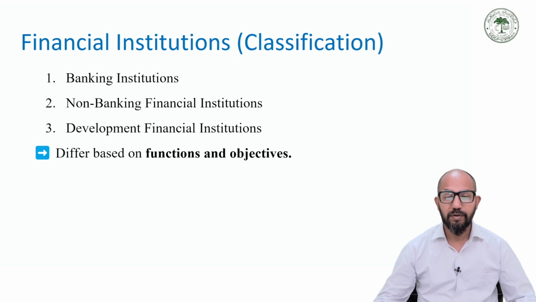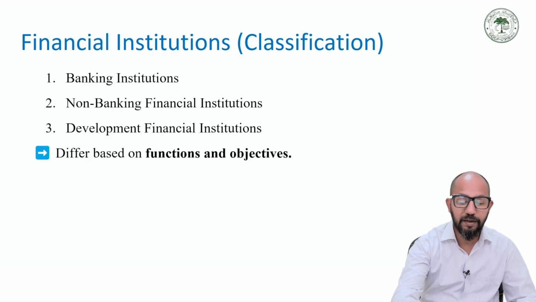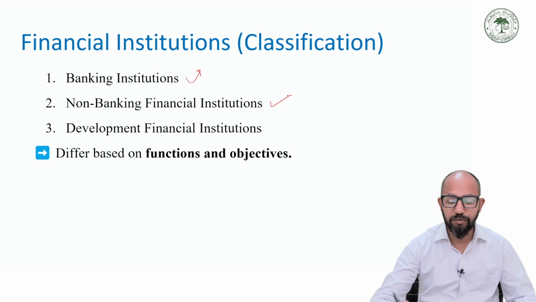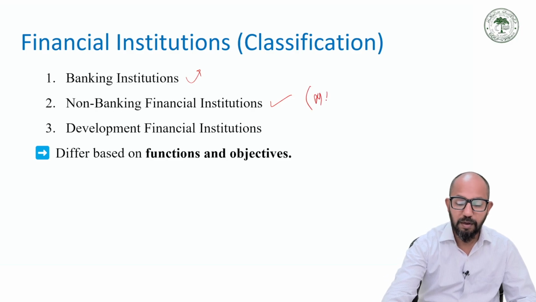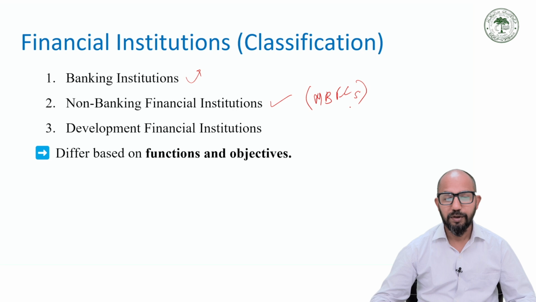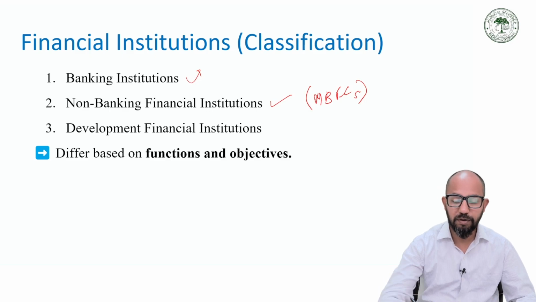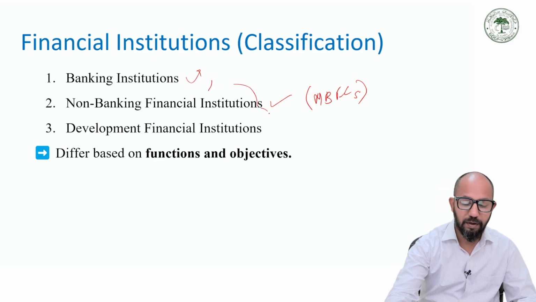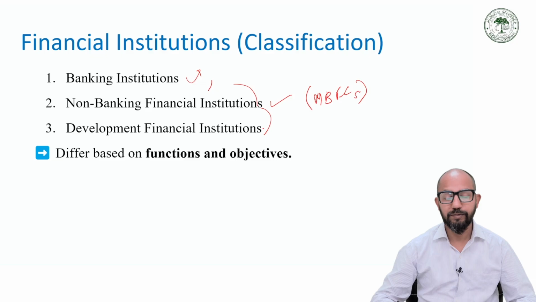Let us now try to understand the classification. One is financial institutions. These are banking institutions plus non-banking financial institutions, popularly known as NBFCs, non-banking financial companies. Development financial institutions, they are the major classification in the organized sector. All these three differ in their functions and objectives.